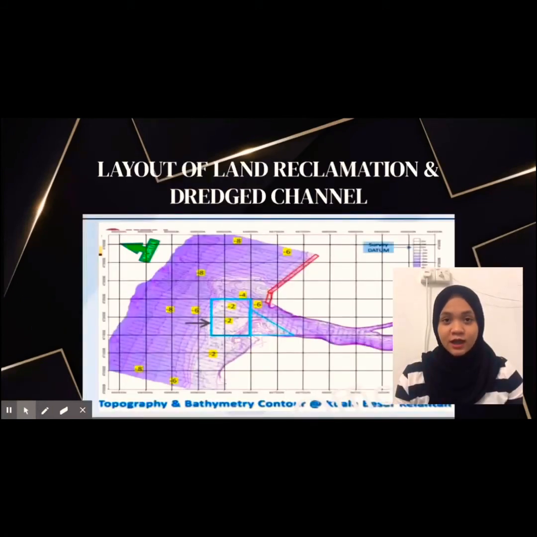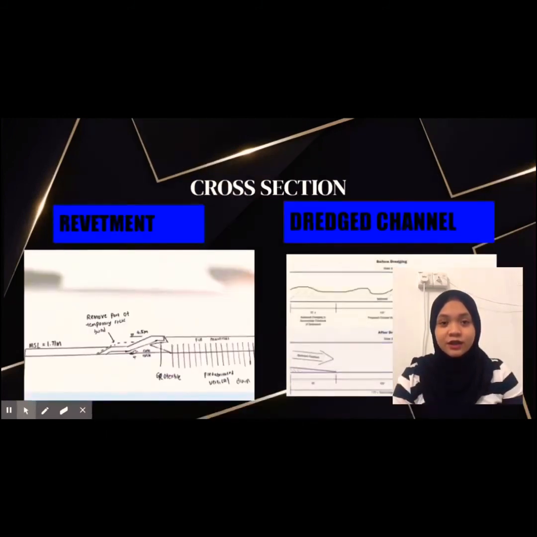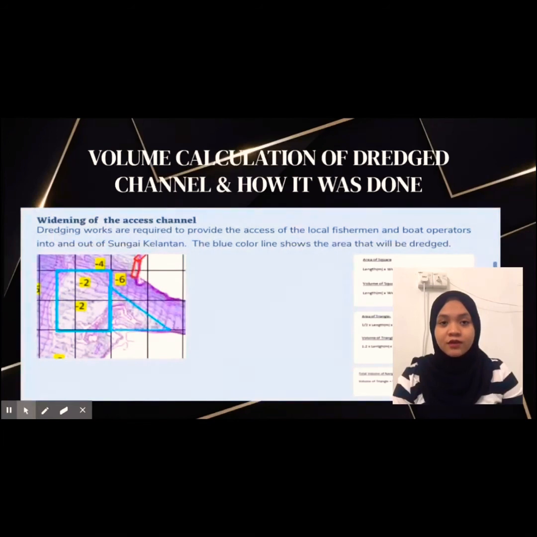This is the layout of land reclamation and dredge channel. The blue one is the dredge channel and the red one is reclamation and revetment. Each box in this diagram is 2 cm times 2 cm, representing 1 km, and the area of one box is 1 km times 1 km. Next, this is the cross section. The left one is the revetment diagram and the right one is the dredge channel diagram. Next, how to calculate the volume if the dredge channel is stated on the diagram.